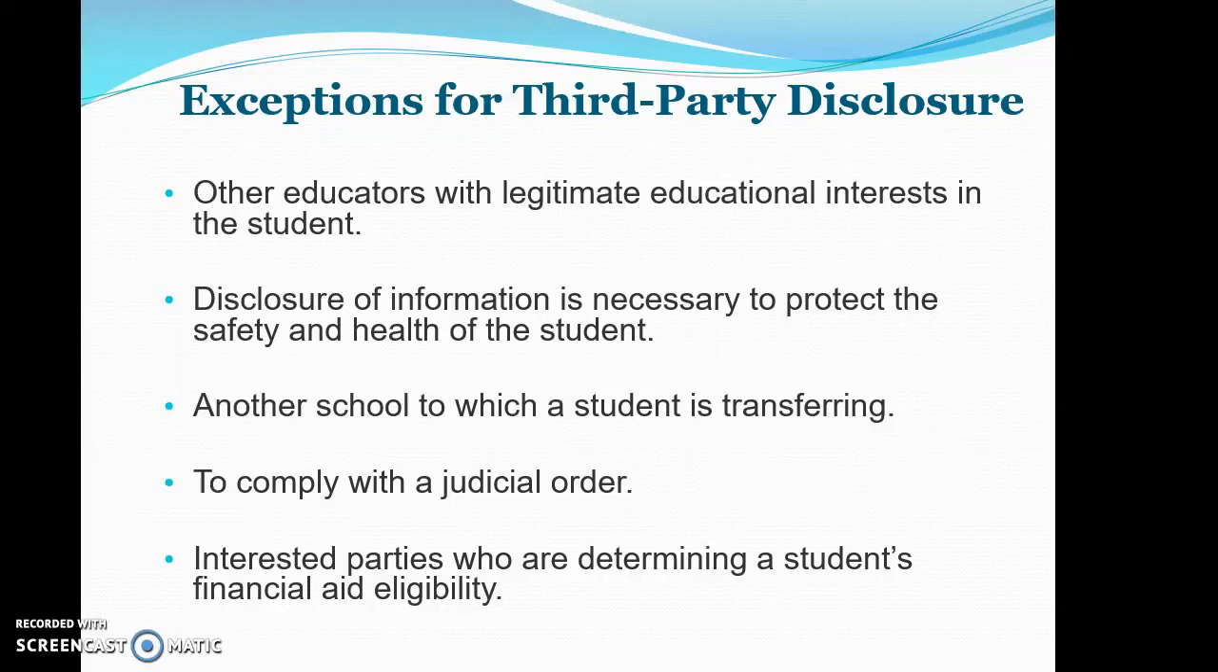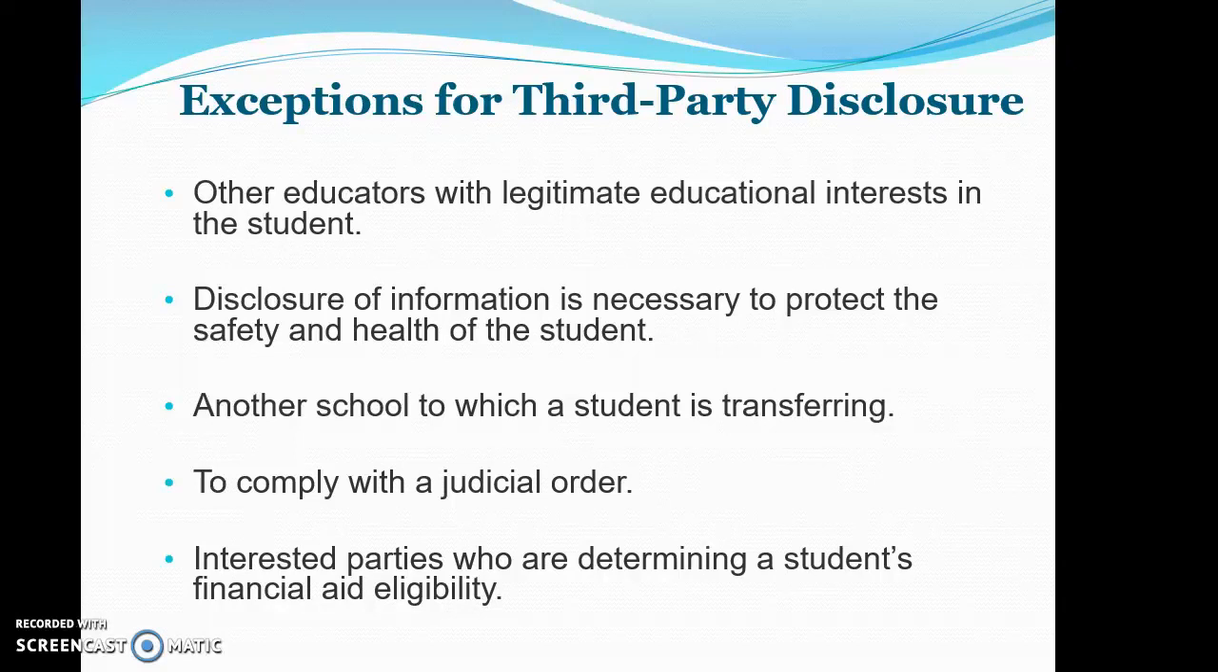Secondly, disclosure of information is necessary to protect the safety and health of the student. So, for example, if there was some type of outbreak within the school or some other health issue and the health department requested certain student information, then the school would not have to get the parents' permission because this would be a safety or health measure.